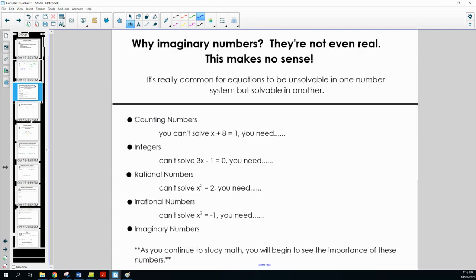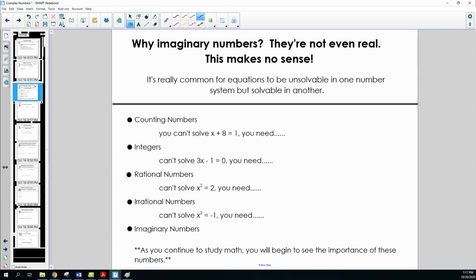Okay, so you might be asking yourself, why imaginary numbers? They're not even real. This makes no sense. So actually, it's really common for equations to be unsolvable in one number system, but solvable in another. The first number system that you learned was counting numbers. Those are numbers that you use to count: 1, 2, 3, 4, and so on. So if you only know positive numbers that start with 1, you can't solve x plus 8 equals 1. In order to solve x plus 8 equals 1, you need to know integers.